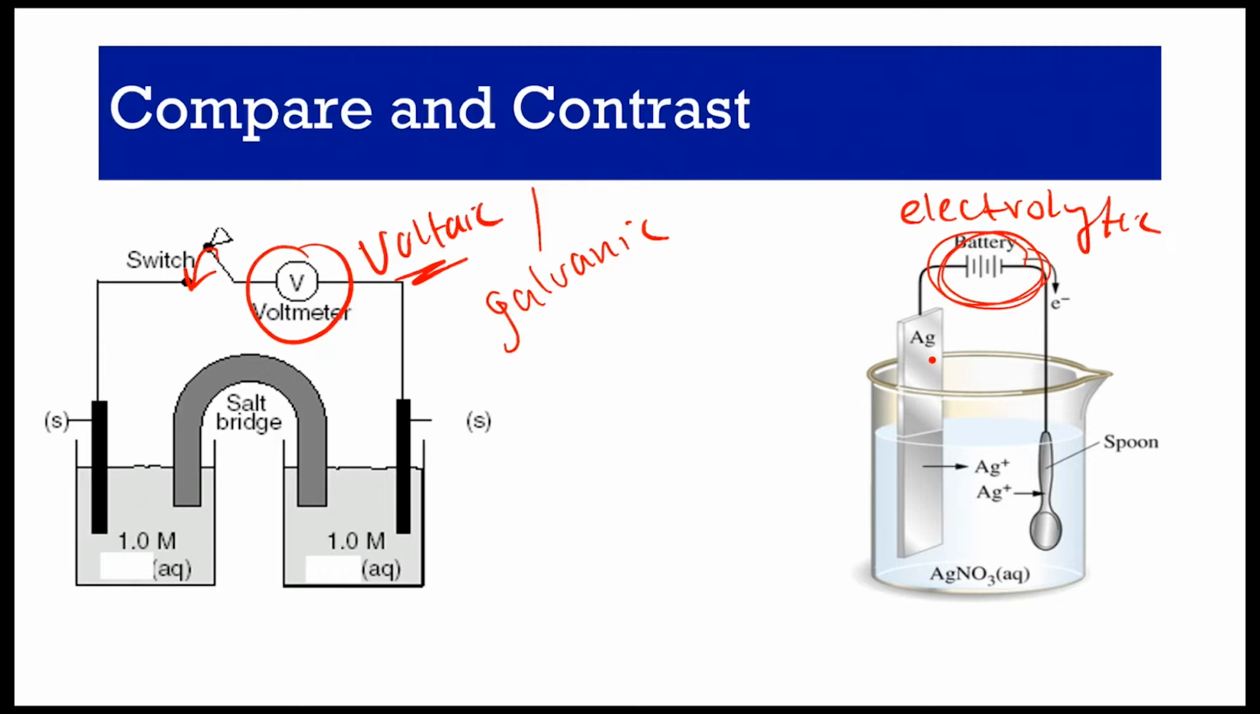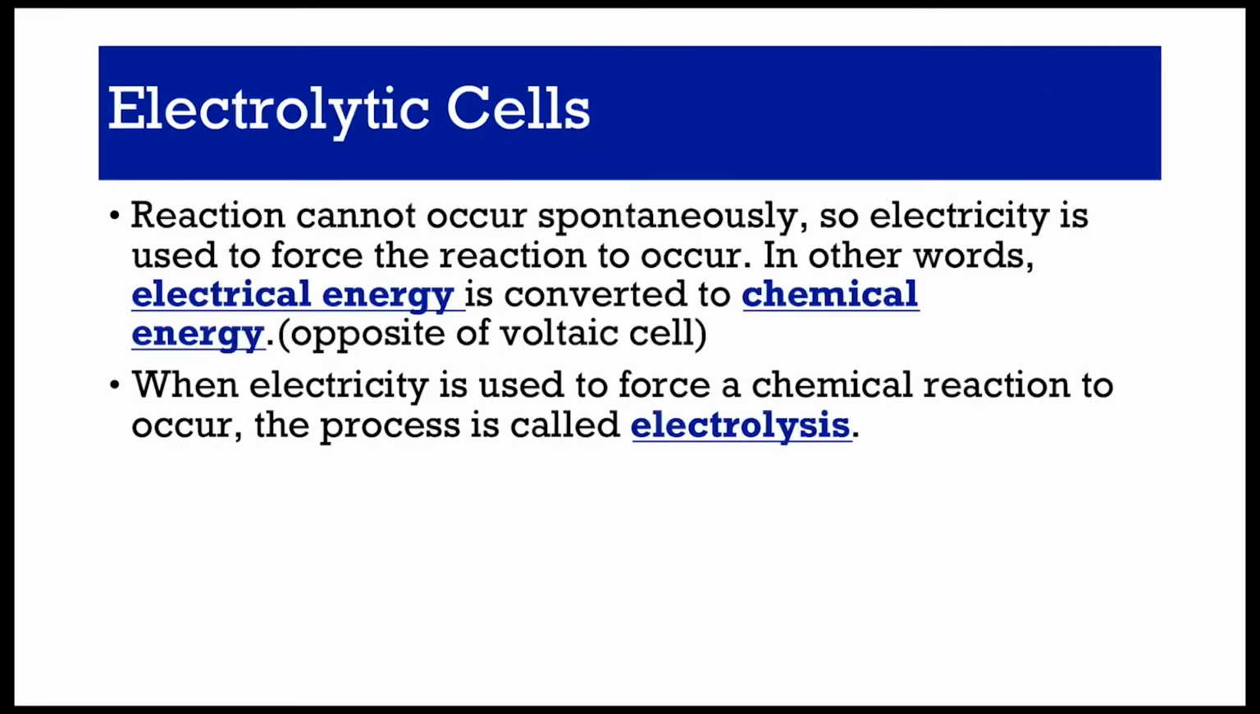So in electrolytic cells, these reactions do not occur spontaneously. So you need that extra outside force to get it started. In other words, you need that electrical energy, which comes from the battery, to get things going, and it takes that electrical energy and converts it into chemical energy. So it needs electrical energy to be able to do chem-related stuff. When electricity is being used to force a chemical reaction, the process is called electrolysis. So that's where electrolytic comes from.